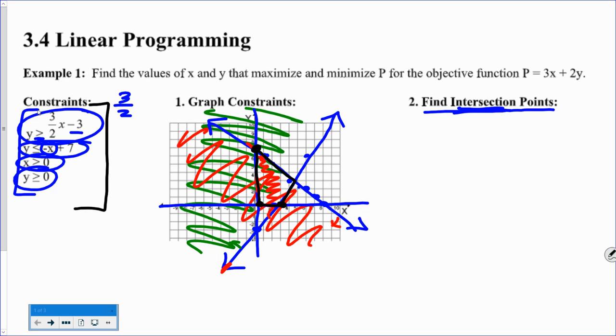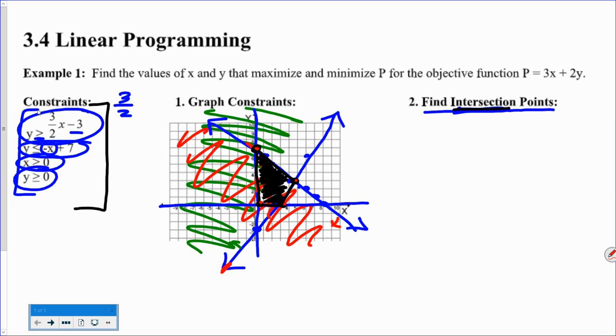And where each line crosses or intersects with another line within that region is going to be where we find those intersection points. So I'm going to make this region really dark. All right, the other colors that I have all over the place don't really matter. They were just there to help me determine where this feasible region would be. All right, so I have 1, 2, 3, 4 points that would make up my intersection points.